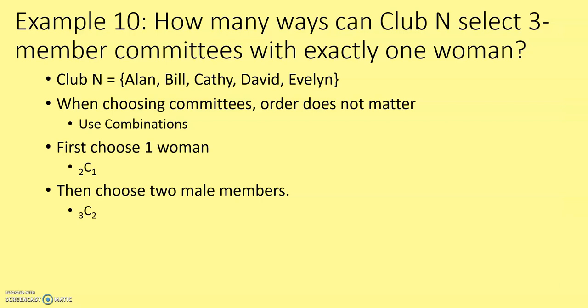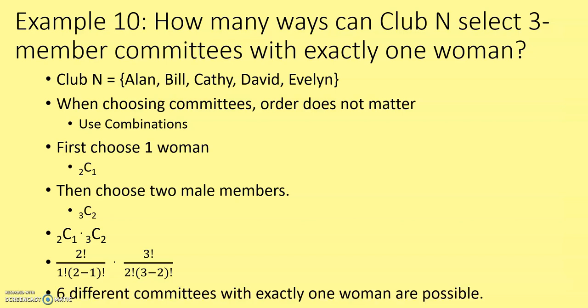To find the total number of combinations, we need to multiply these 2 options. 2 choose 1 times 3 choose 2. 2 factorial divided by 1 factorial times 2 minus 1 factorial, times 3 factorial divided by 2 factorial times 3 minus 2 factorial. 6 different committees with exactly 1 woman are possible.